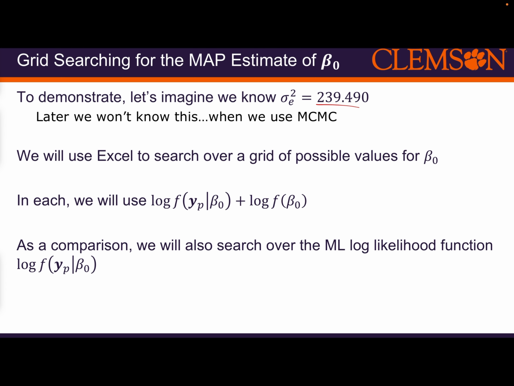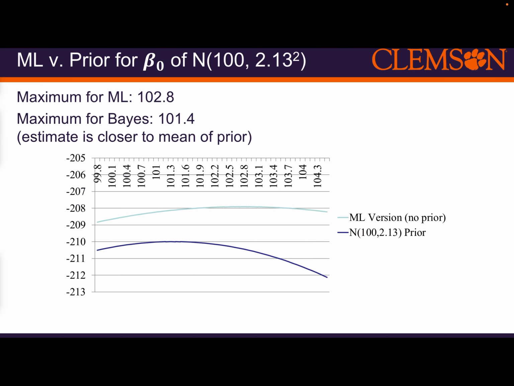Right? And for each value that we get, we're going to plug that into our likelihood. Now, again, because we know sigma squared, I've taken that out of this equation itself. And as a comparison, I'll also search over just the maximum likelihood function to find its peak. So here we go. This light blue line up here, that is our ML version. And this dark blue line is our Bayes version when we use a prior of the normal distribution with a mean of 100 and a standard deviation of 2.13.